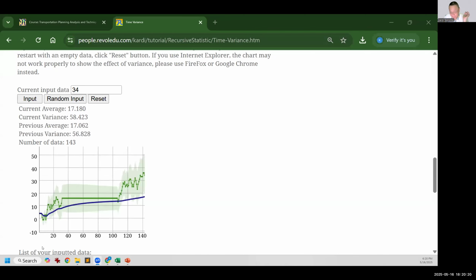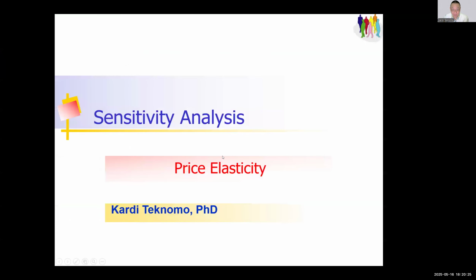Next one. What was in the agenda a while ago? Sensitivity analysis. Please check the slide in Moodle about sensitivity analysis. Can you see my slide? Yes. Okay, thank you.